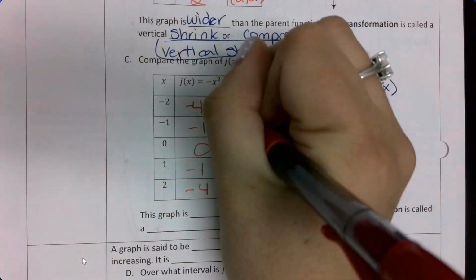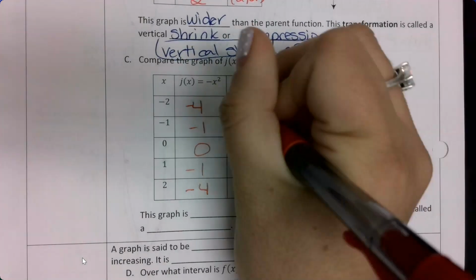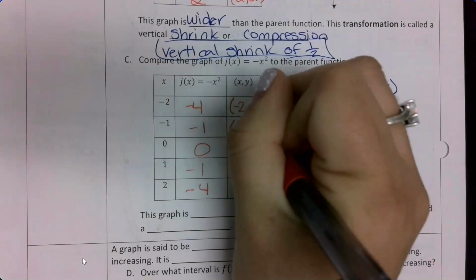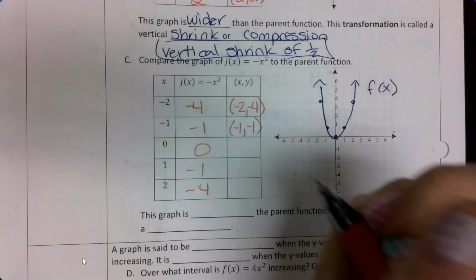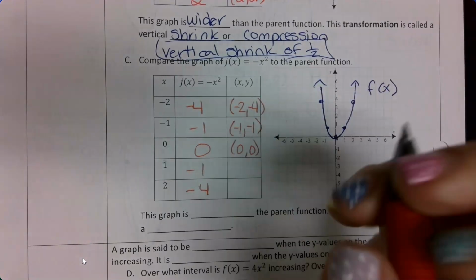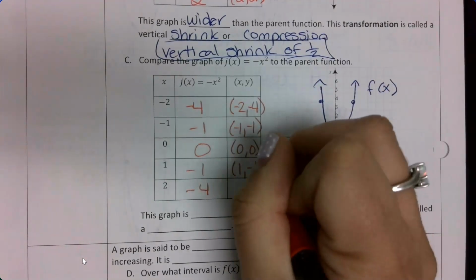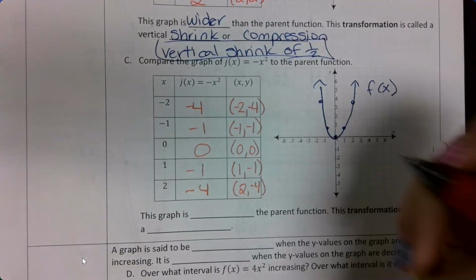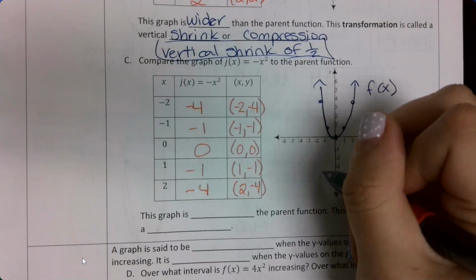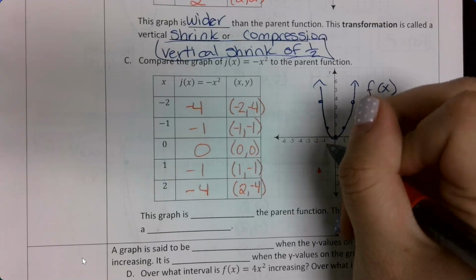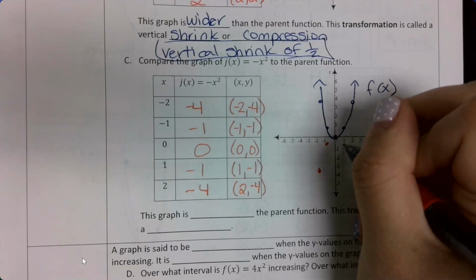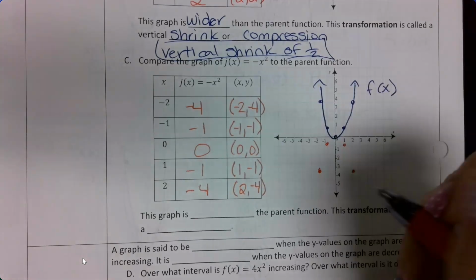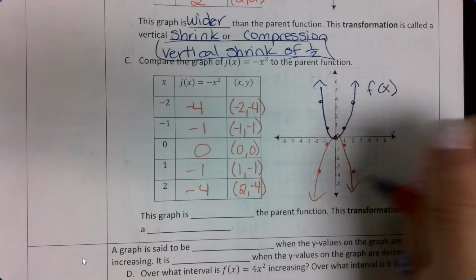Okay, so then I want to write my coordinate points. What's my first coordinate point? My second one? My next one? My next one? And my last one? And I just want to go ahead and graph those. So I have -2, -4, -1, -1, 0, 0, 1, -1, and 2, -4. So I'm going to go ahead and connect those.